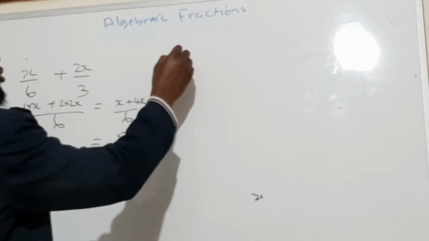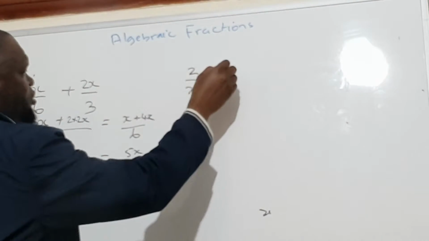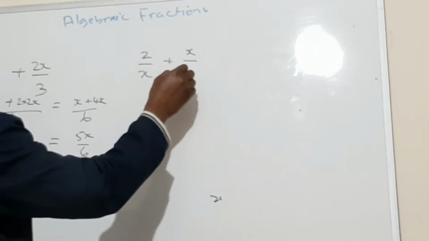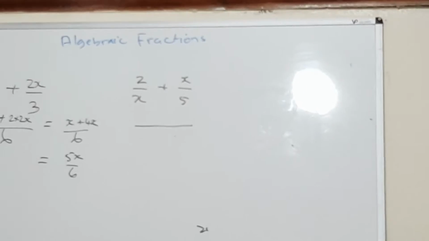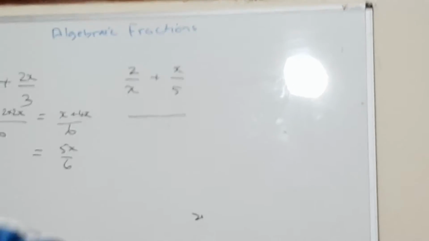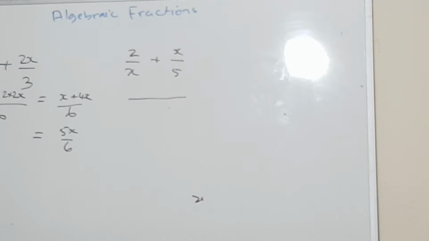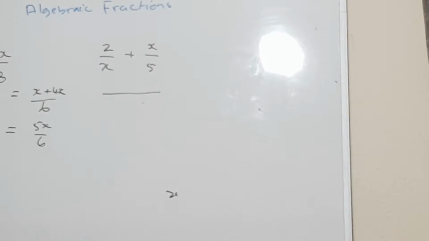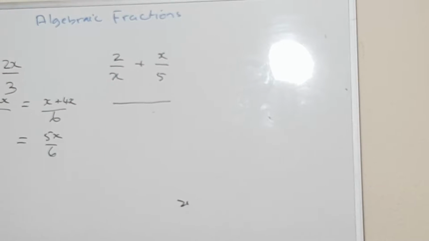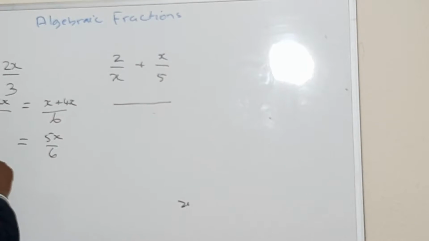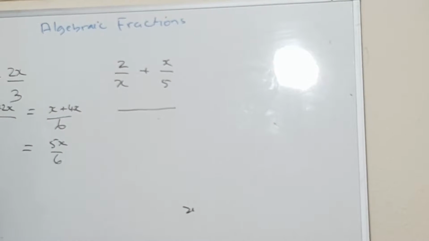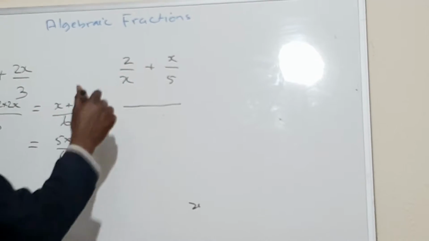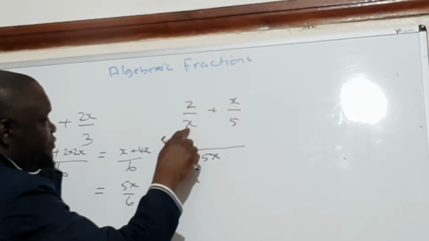Imagine I have 2 over x plus x over 5. So, what are you going to do? What is the common multiple? 5x. That's what I said. You do multiply the 2. If you cannot find the common multiple, you also multiply the 2. So 5x will go to that time.